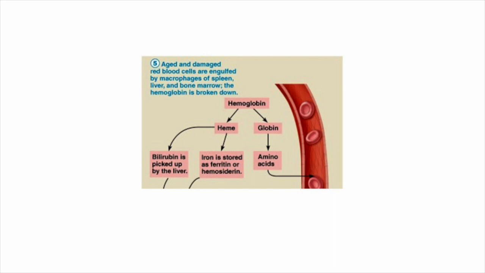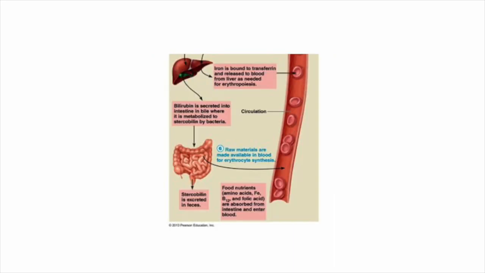The heme group, which is a combination of iron as well as that heme pigment, is also going to be broken apart, and we'll keep the iron. Remember, iron's a pretty precious commodity in the body. We can't make it. We have to get it from our food, but it is toxic if it's on its own. So remember, it's attached to those proteins, either ferritin or hemosiderin, and stored in the liver. If we need to transport that iron to reuse it later, that's when that protein transferrin would come in.